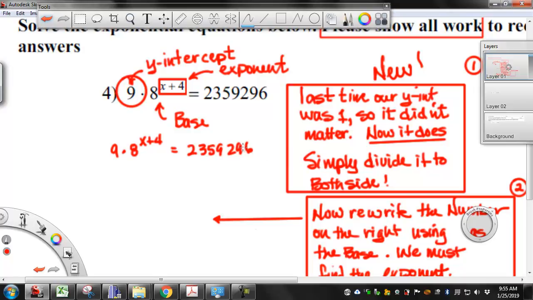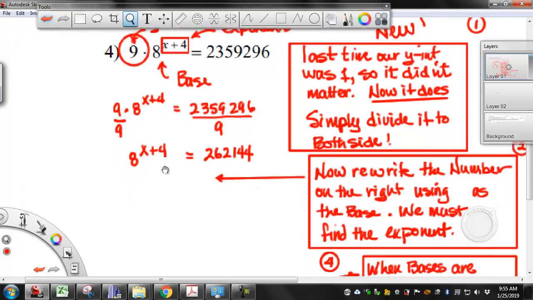Now this has a 9 hidden in it somewhere because I know 9 times whatever I'm going to have here when I find the x's has to equal that number. We'll just divide the 9 out. Now when I take my calculator and divide that 9 out, it says 8 raised to the x plus 4 is 262,144. Now I really encourage you to take your calculator and try that to make sure that you can get that right number.